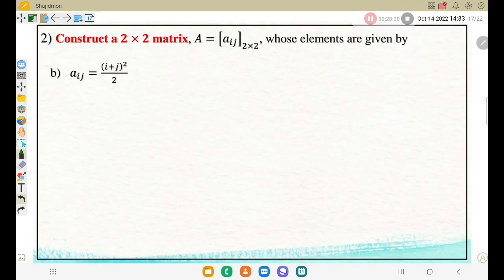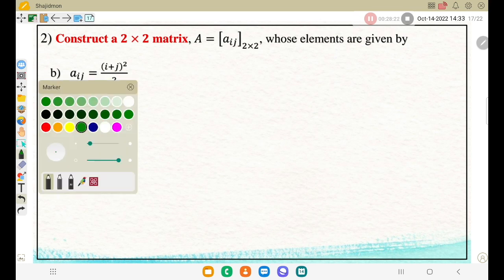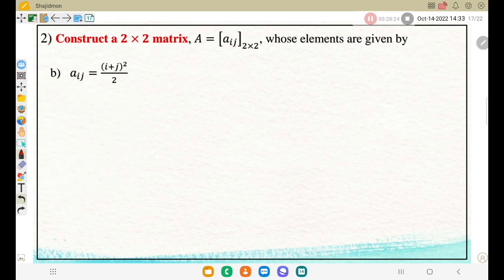Now question number 3. Construct a 2 by 2 matrix. Again, the same model question only. Construct a 2 by 2 matrix A equals. So we need to create a 2 by 2 matrix. First number A11, A12, A21 and A22.